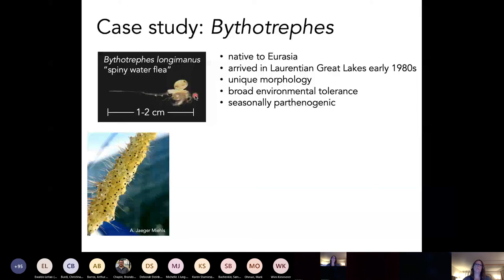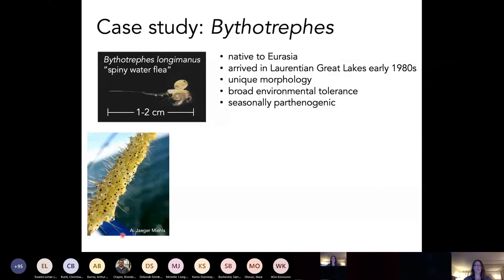What this means is that it acts as an energetic dead end, in that it consumes a lot of zooplankton, as I'll show you, but it doesn't get consumed by a lot of upper trophic level species. It has a pretty broad environmental tolerance and is seasonally parthenogenetic, meaning that it switches between sexual and asexual reproduction. That's really significant from an invasion perspective, because the asexual resting eggs or diapausing eggs can survive outside of water and allow it to establish new populations, even if they are moved outside of water.